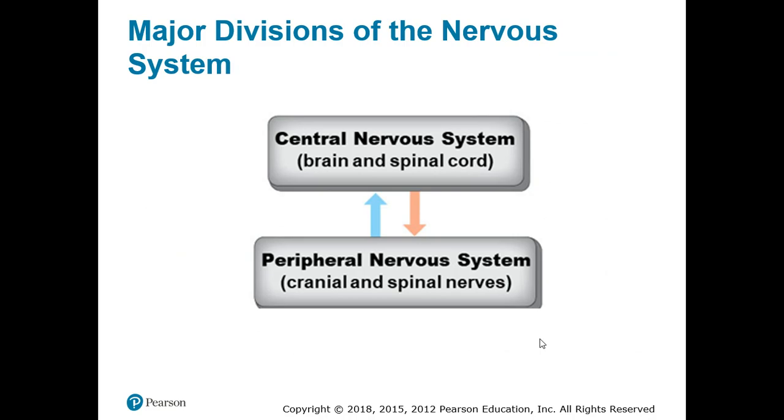One thing to know about these two major divisions is that they do work hand in hand and communicate with each other. So we see two arrows here. Information is going to go from the peripheral nervous system to the central nervous system. The central nervous system, we're going to learn, processes that information and then sends it back to our peripheral nervous system to eventually go to different organs, glands, etc.